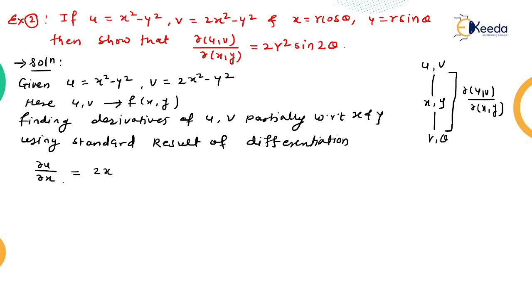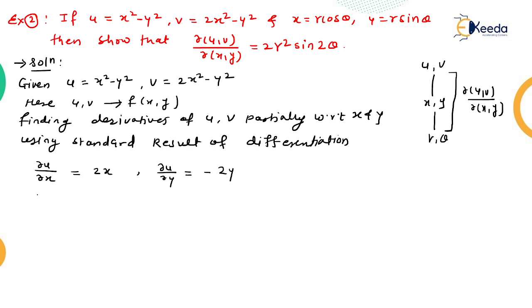This is ∂u/∂x equal to 2x. Again, you have to calculate ∂u/∂y. Similarly, taking x as a constant, the derivative of x square is 0 and the derivative of minus y square is minus 2y. I hope you understand this very well.